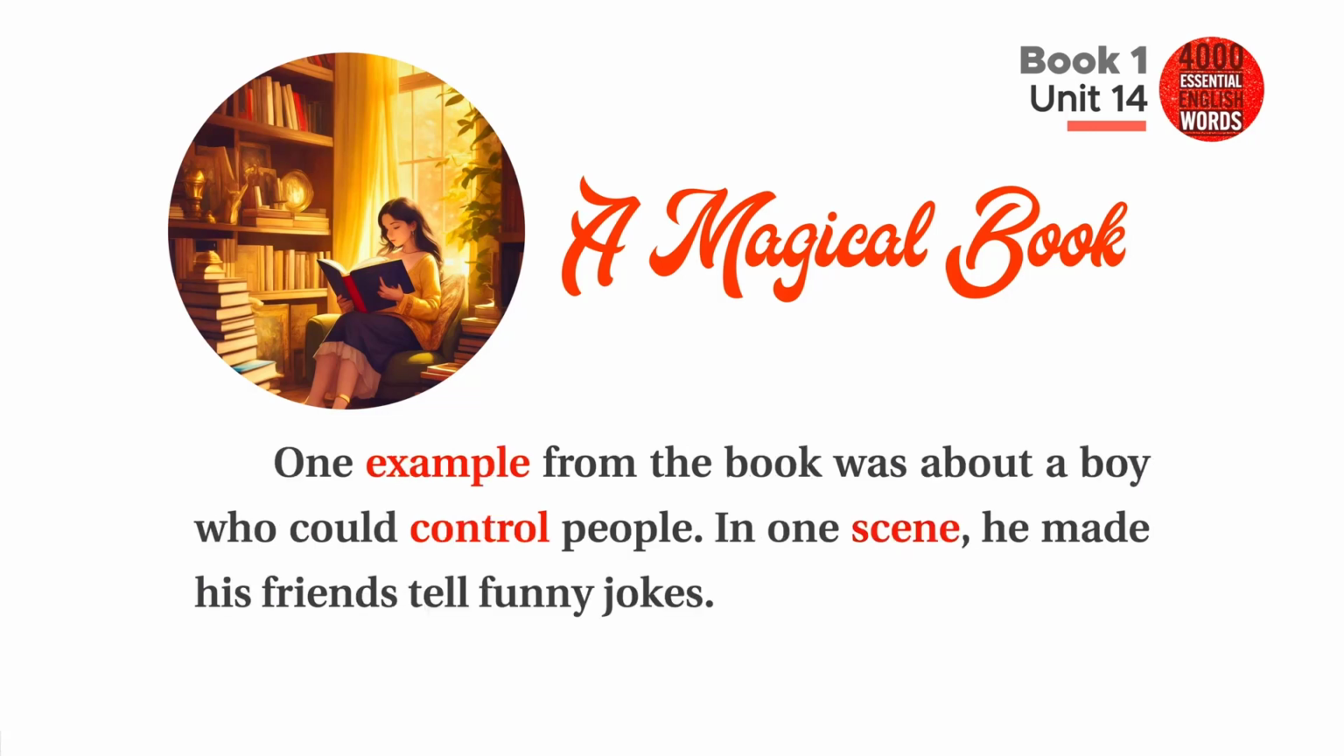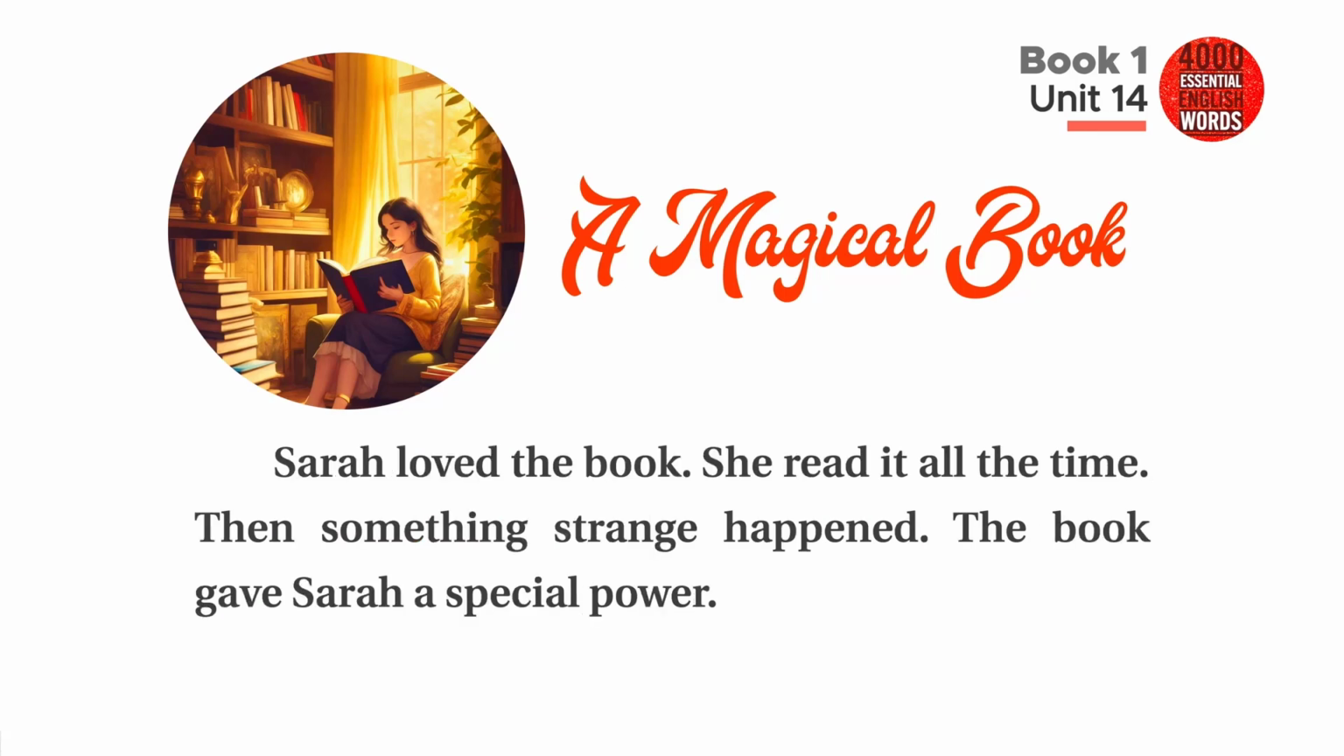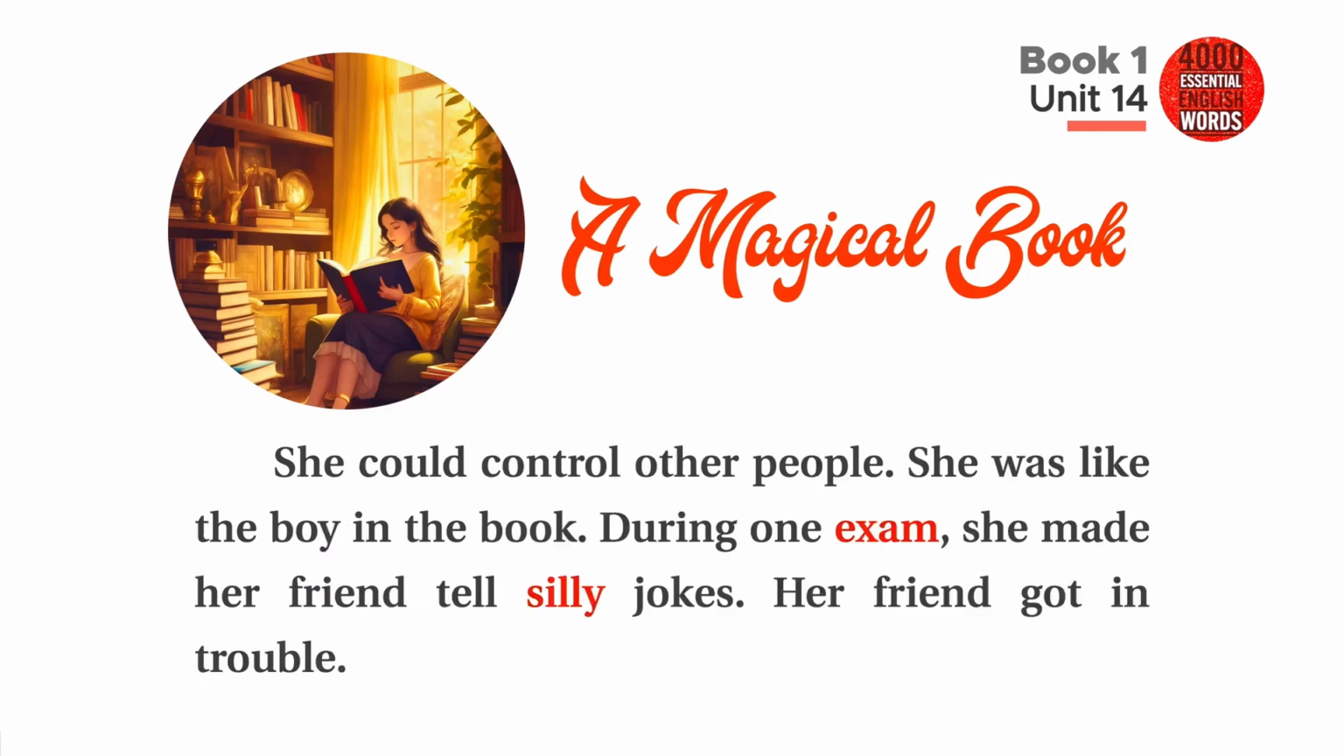One example from the book was about a boy who could control people. In one scene, he made his friends tell funny jokes. Sarah loved the book. She read it all the time. Then something strange happened. The book gave Sarah a special power. She could control other people. She was like the boy in the book.